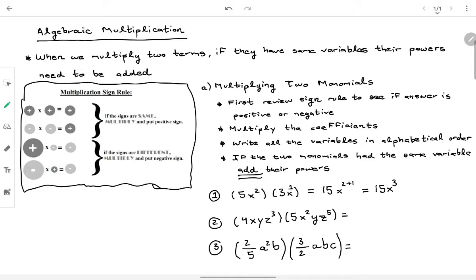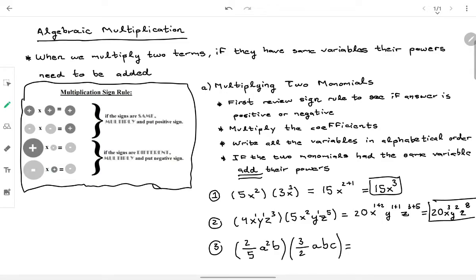Let's see the next one. In this case, we need to multiply the coefficients also. 5 times 4 is 20. In this case, also a 1 and 1 here, and also a 1 here. So we will have x: 1 plus 2, y: 1 plus 1, z: 3 plus 5. This step you can do mentally. We will get 20x cubed, y squared, z to the 8.